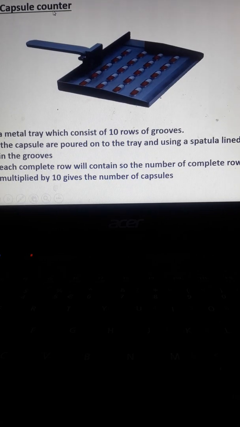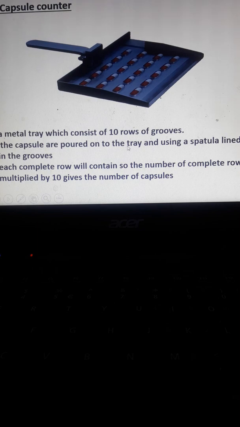We have another one, the capsule counter, a metal tray which consists of 10 rows of grooves. The capsules are poured into the tray using a spatula and lined up with the grooves. Each complete row will contain 10 capsules, so complete rows multiplied by 10 gives the number of capsules. Okay, if those capsules are considered to be bottled again.